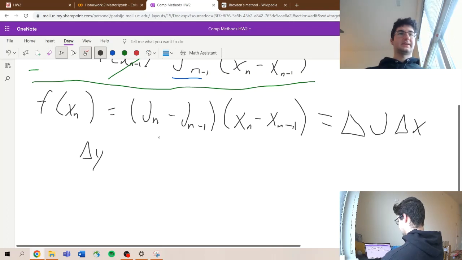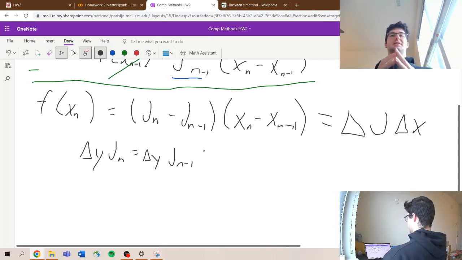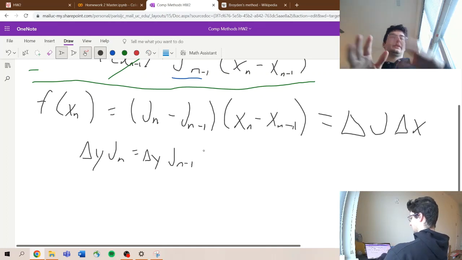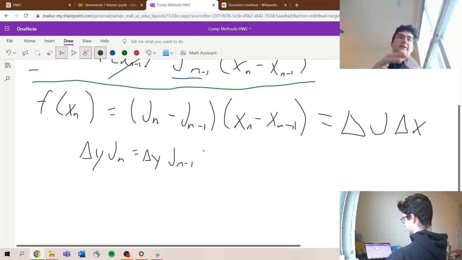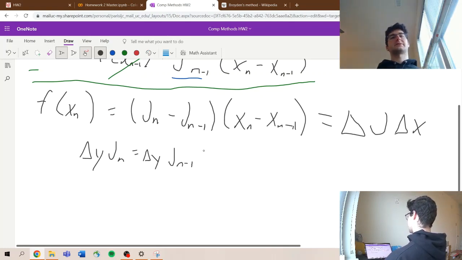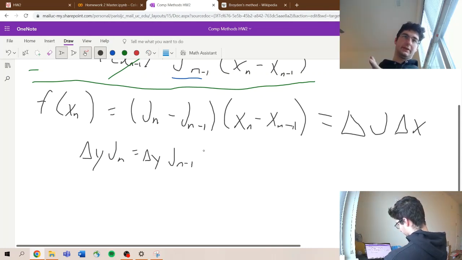What that's basically telling us is that the change in y times j_n equals the change in y times j_(n-1). That's kind of a problem, because this method, as postulated here, can't help us find the true 0 if the true 0 lies perpendicular to the axis we started with.